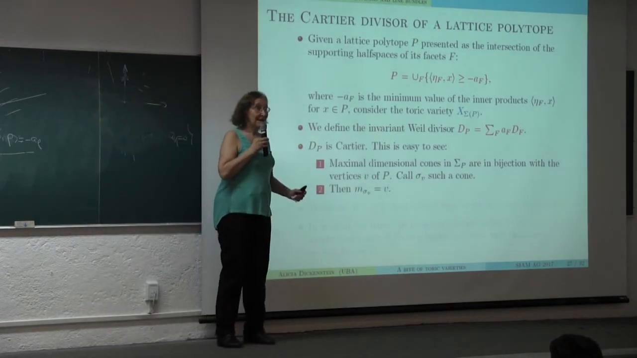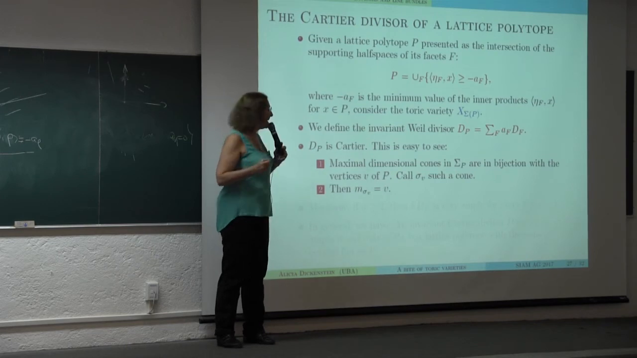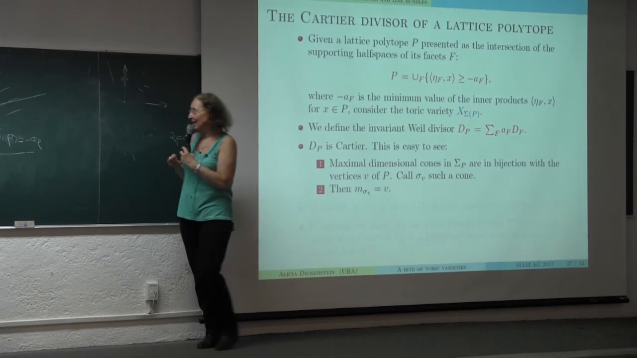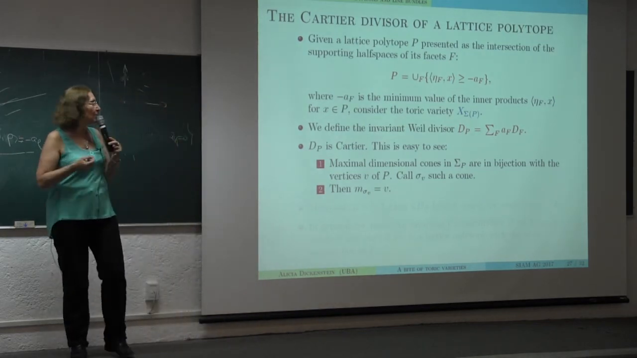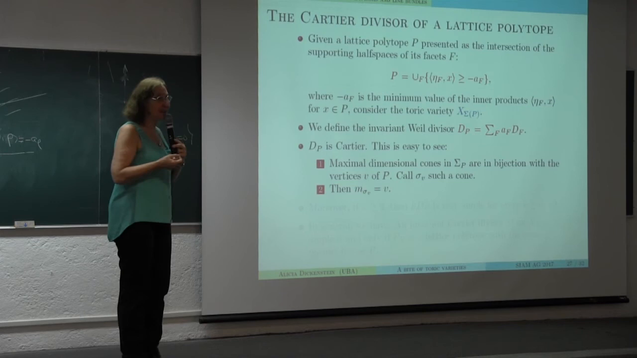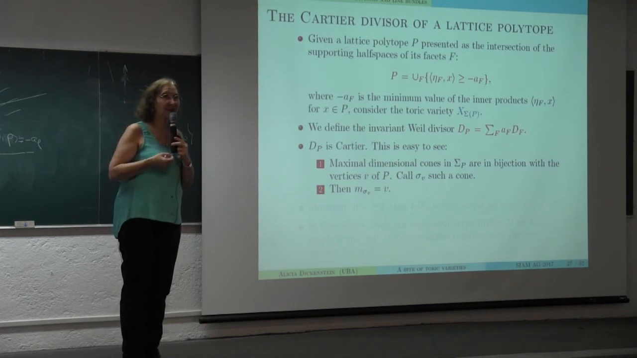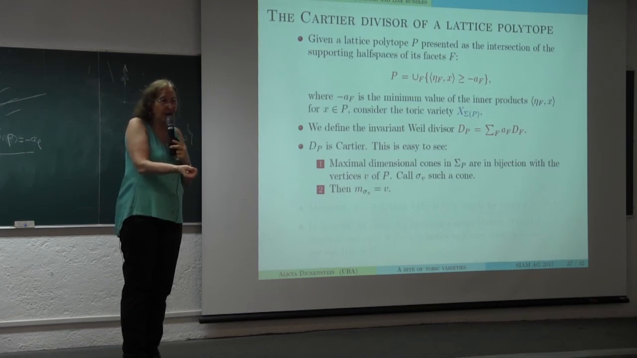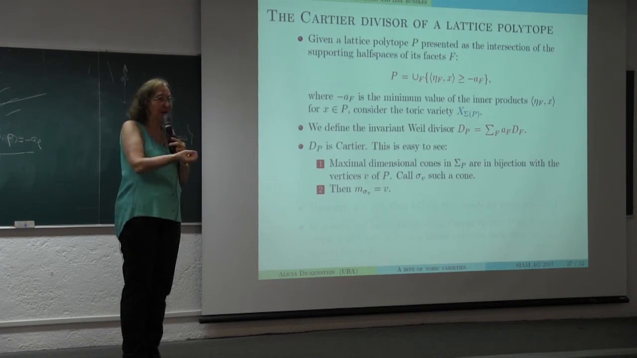So what does it mean, Cartier? Cartier means that these minimum values that I see come from an inner product with something. And it is not difficult to see that they come from inner products with the vertices of the polytope, which I assume to be integer. Okay, so for each of the faces going through a vertex, to know the minimum value, I just need to know which is the vertex. This is where it's going to be minimized. So these n sigma that I had before just come from the vertices of the lattice polytope.